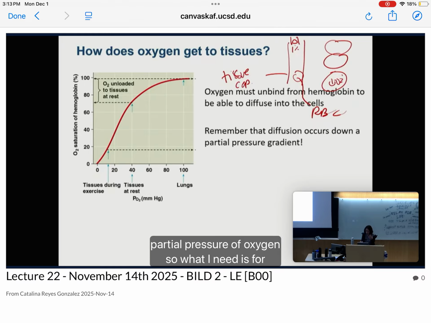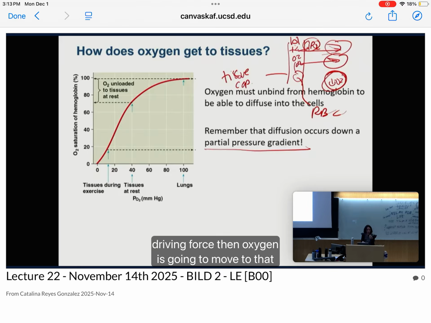So what I need is for hemoglobin to unbind that oxygen so that oxygen then can go here and make it so that the partial pressure of oxygen in the tissue capillary blood, in that arterial blood that I bring to the tissue capillary, is high. So now I have a partial pressure of oxygen gradient. High PO2 in that arterial blood in the tissue capillaries, low PO2 in the cells because they're consuming that oxygen. I have the pathway, I have the driving force, then oxygen is going to move to those cells. Does that make sense?